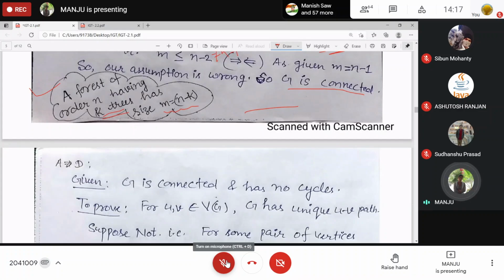Okay. And what was the D statement? For any two vertices U and V, there exists a unique path between them. Okay. That is, every two vertices of a tree are connected via a unique path, connected by a unique path. There is exactly one path. Okay.